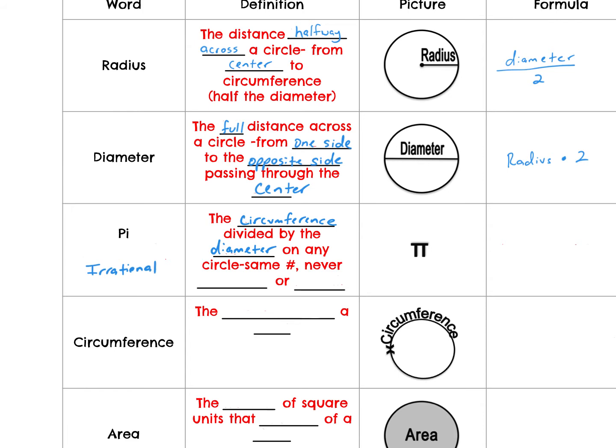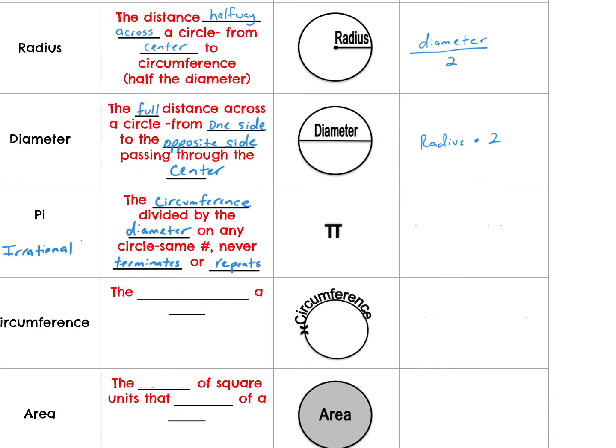It's irrational because it never terminates or repeats. It's a number that goes on and on. There's no pattern to it, and it just never ends. Pi, we say, is approximately 3.14. So in March, we always celebrate Pi Day on March 14th, and the reason for that is because it's about 3.14.